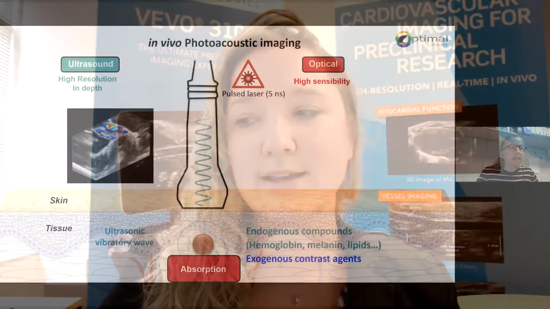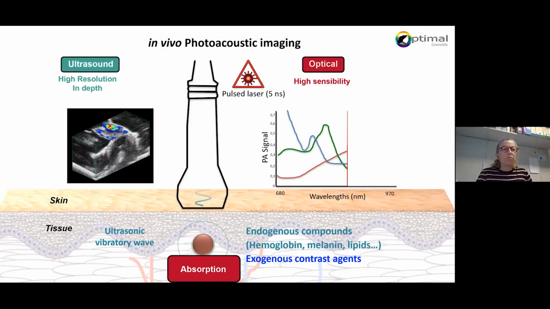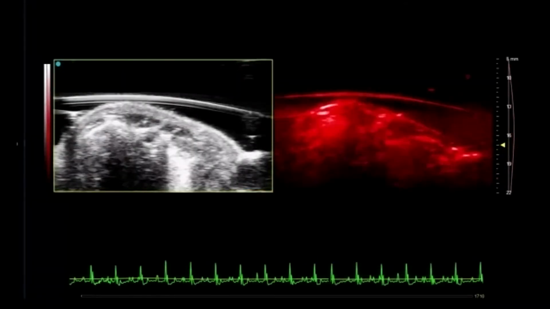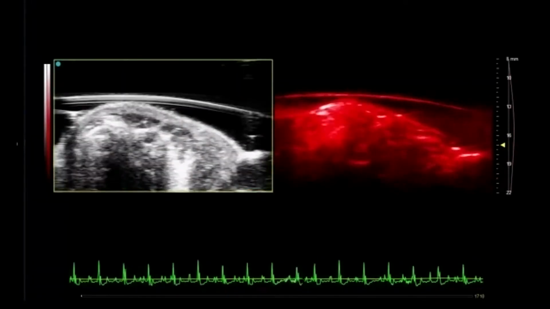Interestingly, the scanning of multiple wavelengths provides the specific spectra of the absorbing compounds. All this provides a molecular pattern within an echographic anatomical image. Is that B-mode image that gives you all that anatomical details.